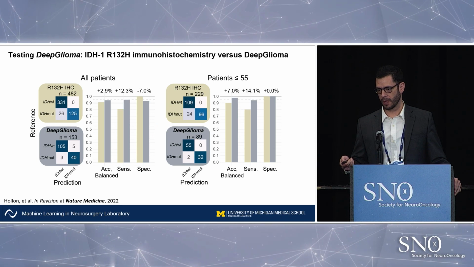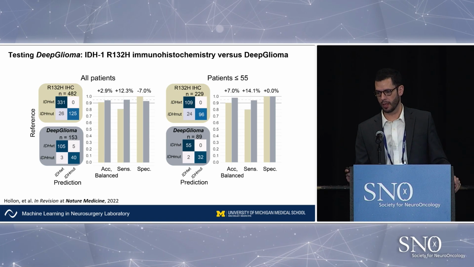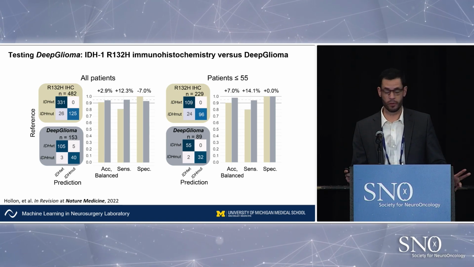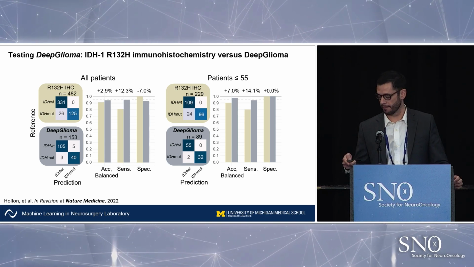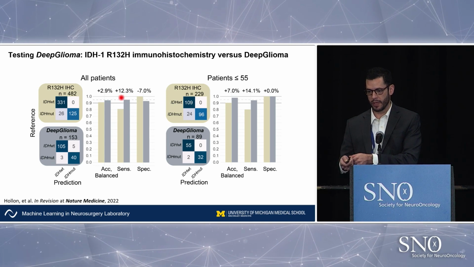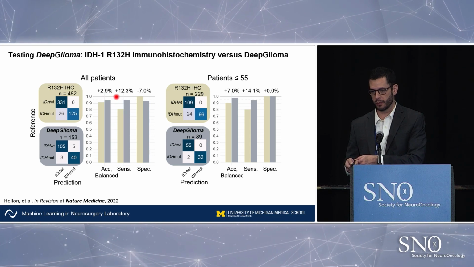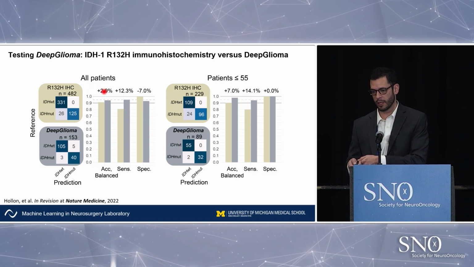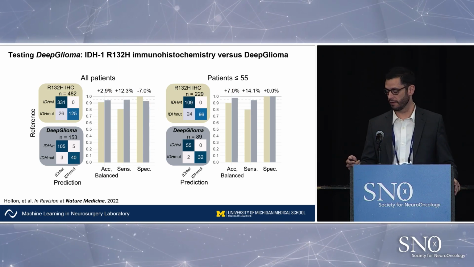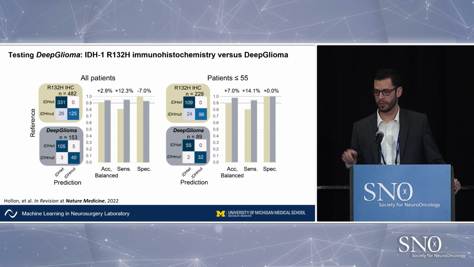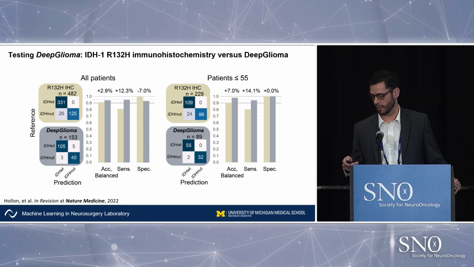And then how does this work in the real world compared to the first level screening, which we do in all patients? And this is an example. R132H immunohistochemistry is, for the most part, standard of care for screening for IDH mutations in diffuse gliomas. We were able to beat that. So if you look at all patients, if you look at balanced accuracy, which is just the average between the sensitivity and specificity, we were able to improve over immunohistochemistry by 3 points. If you look at young patients, which this room knows, if they're less than 55 years old and it's a negative R132H test, those must be sent for sequencing because the false negative rate for immunohistochemistry is so high.